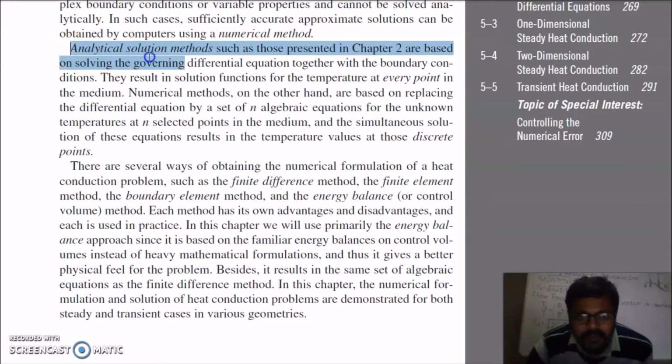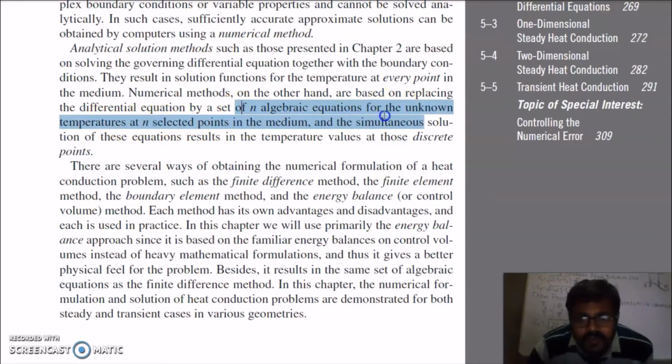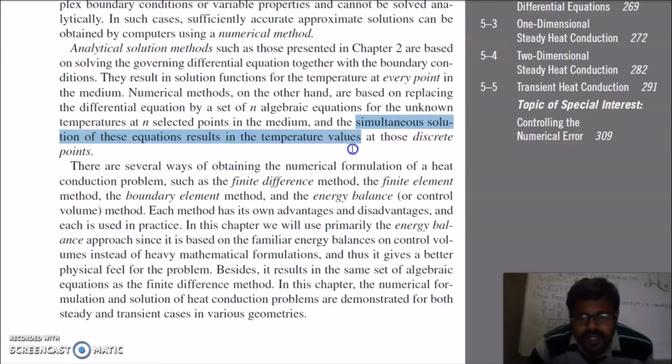In analytical solution methods, we have a differential equation together with boundary conditions. They result in a solution function for the temperature at every point in the medium, while numerical methods, on the other hand, are based on replacing the differential equation by n algebraic equations for the unknown temperature at n selected points in the medium, and simultaneous solution of these equations results in the temperature values at those discrete points.